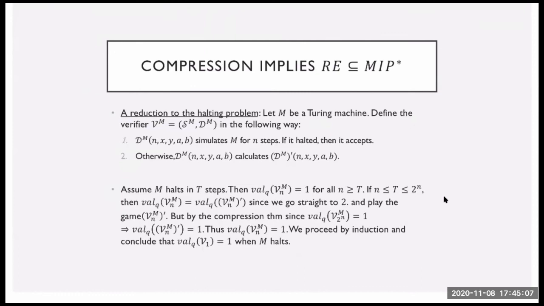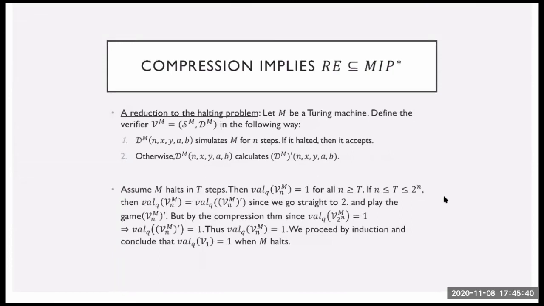So you do the following. You want to show that distinguishing between value 1 and value smaller or equal to 1/2 is as hard as deciding the halting problem. So you take a Turing machine. You define the following verifier over this Turing machine. The sampler, I tell you nothing about, because the sampler depends on the fact that we use the compression theorem. But I can tell you something about the decider. The decider does the following.